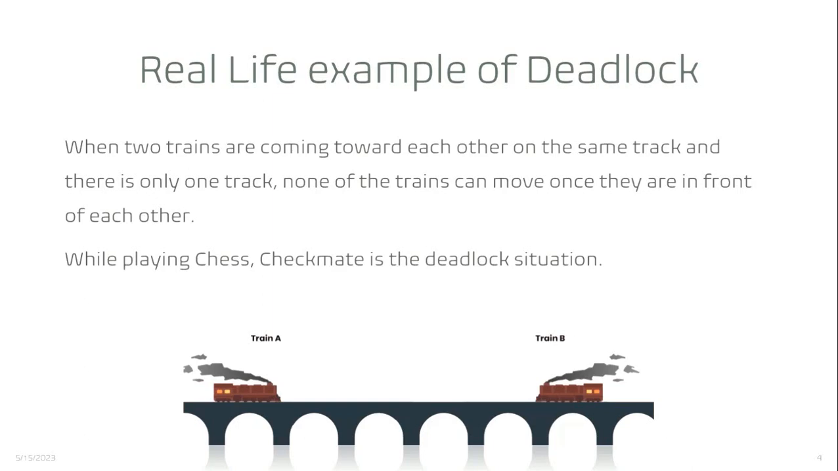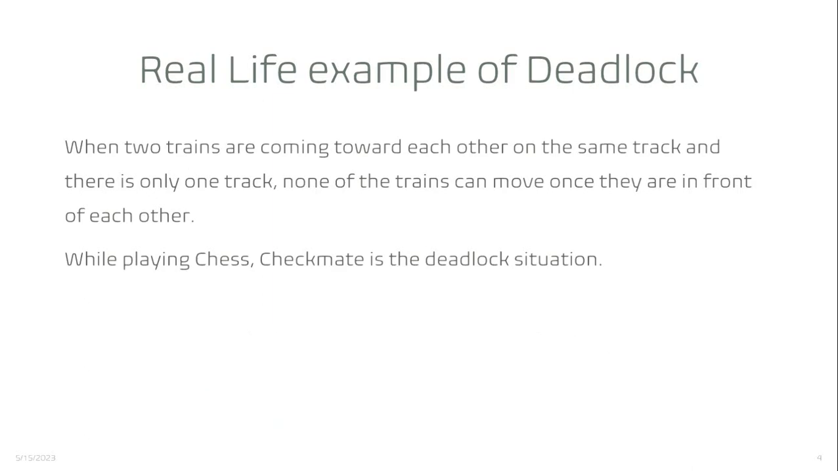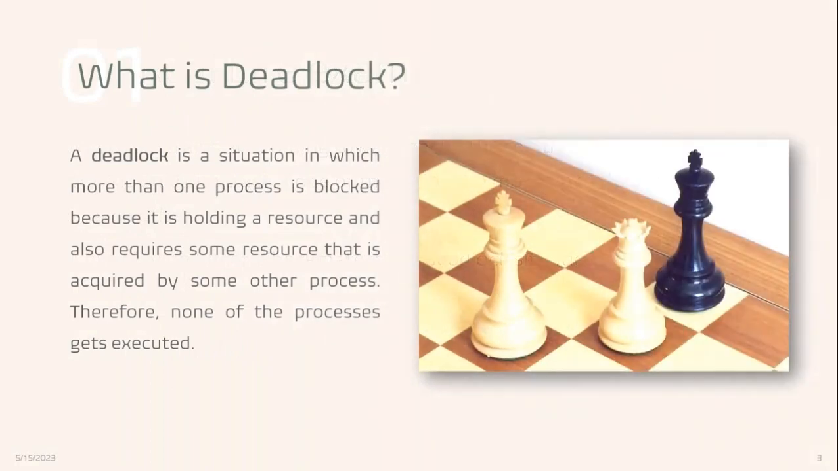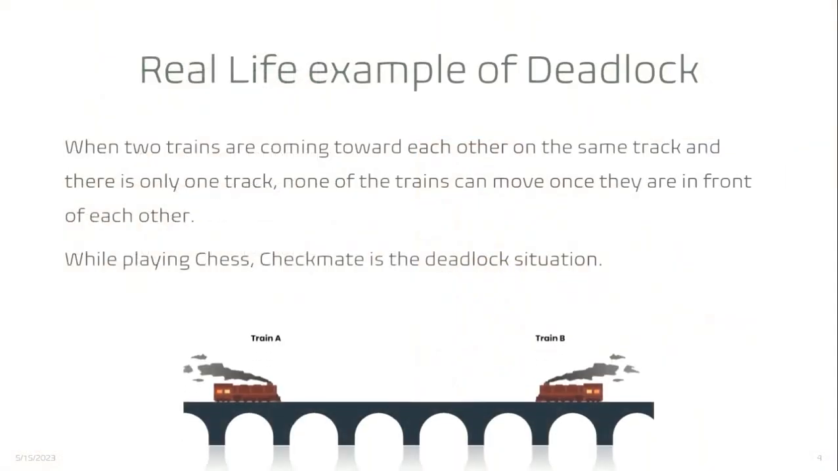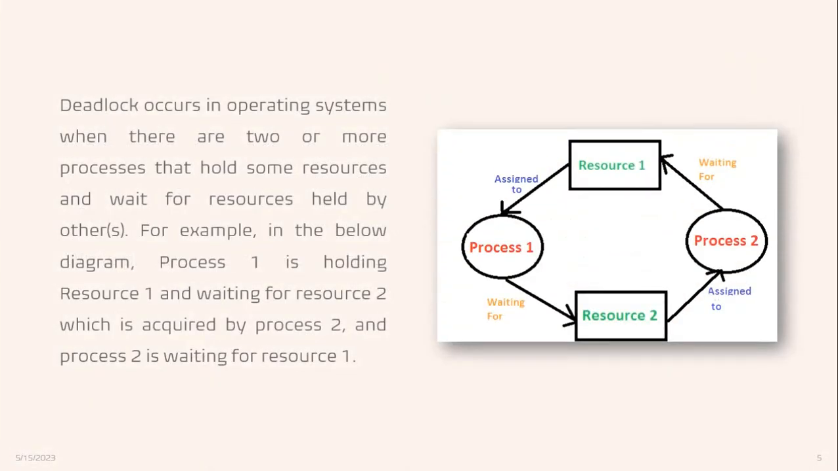Another example is which I showed you on the previous slide, the chessboard. Now, when does a deadlock occur on a chessboard? In the situation of checkmate. So checkmate is the deadlock situation where you cannot move your king anywhere and thus you lose the game. So these were two examples of deadlock. I hope it's somewhat clear to you.